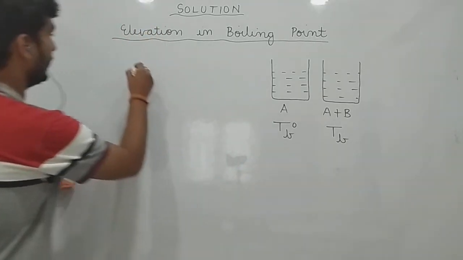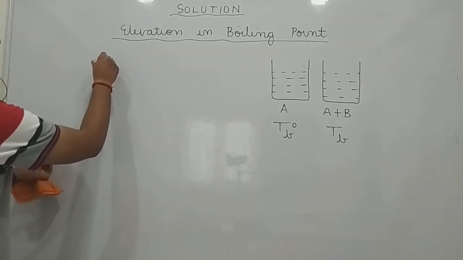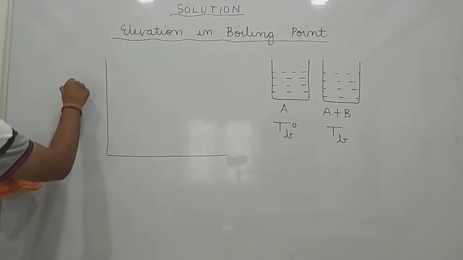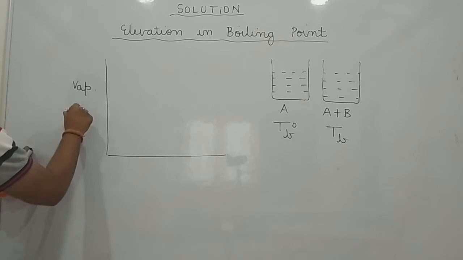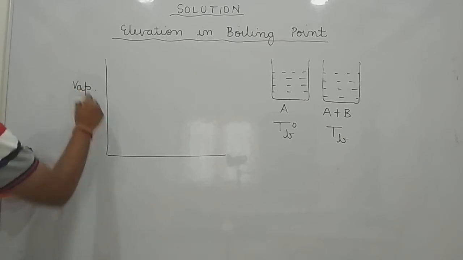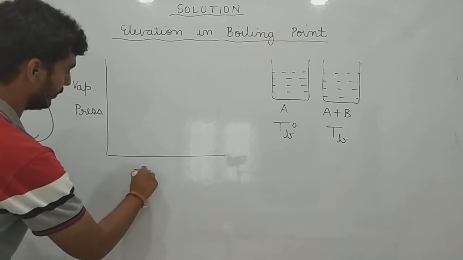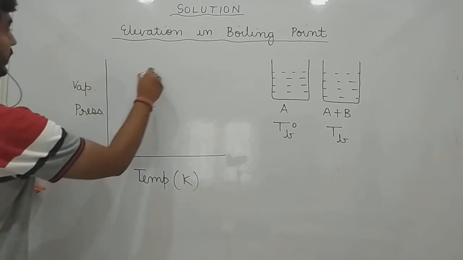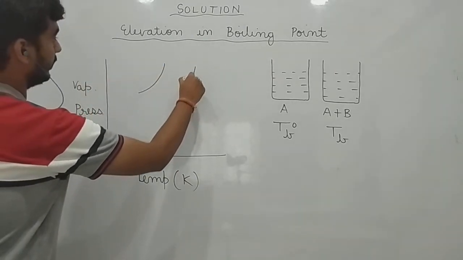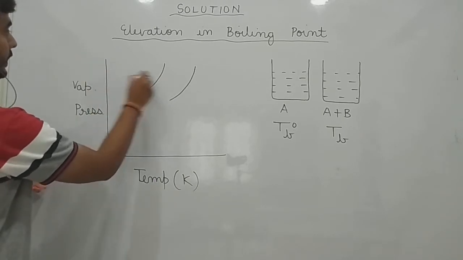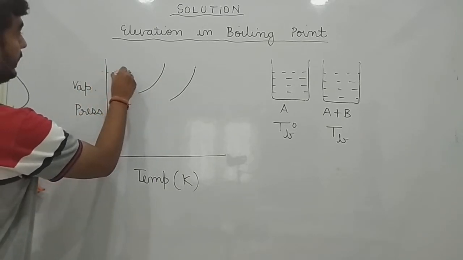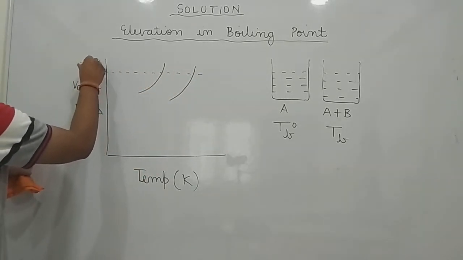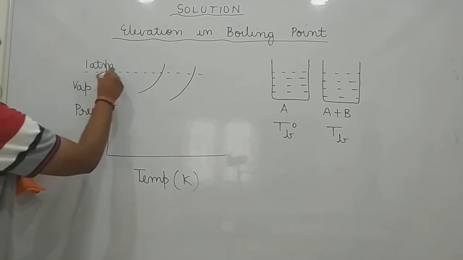So this thing in most of the textbooks you'll find they'll represent by the graph in which they will represent vapor pressure on y-axis and temperature on x-axis. This is the curve representing the vapor pressure of solvent, and that is for solution. Now this is the pressure which corresponds to atmospheric pressure, 1 atmospheric pressure, this dotted line.